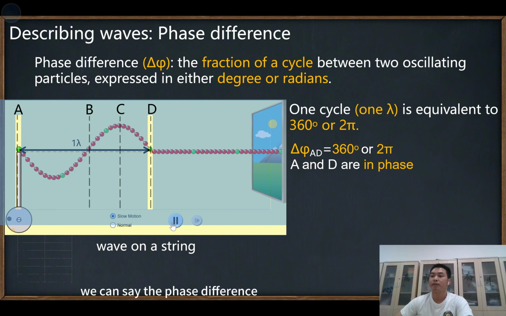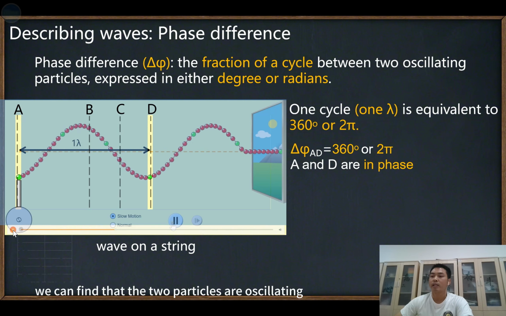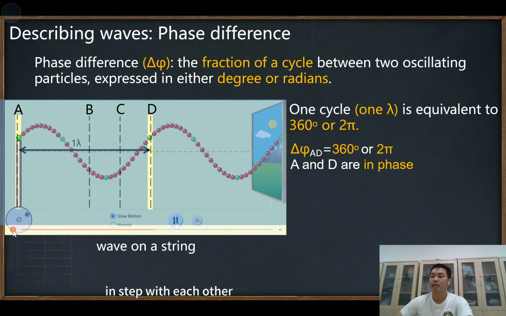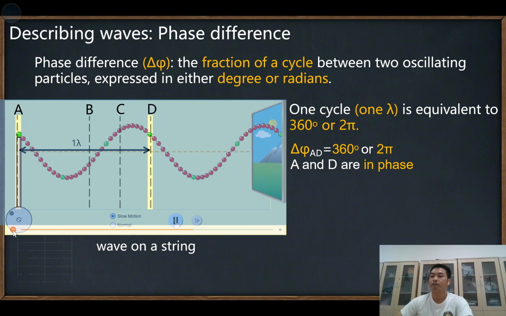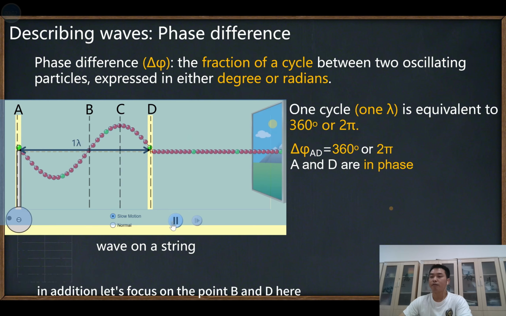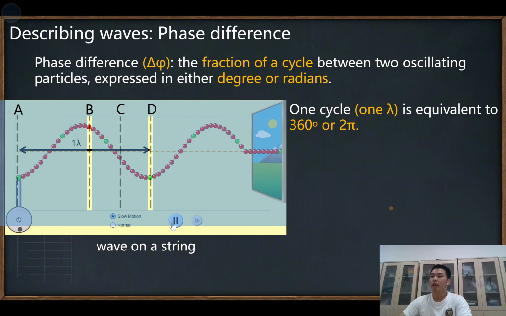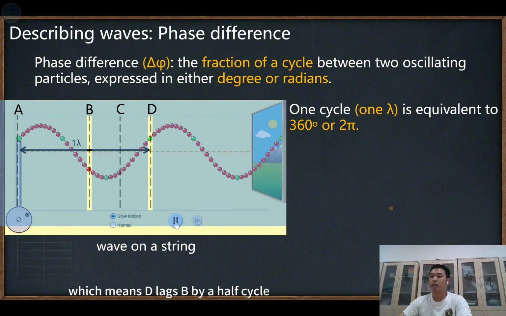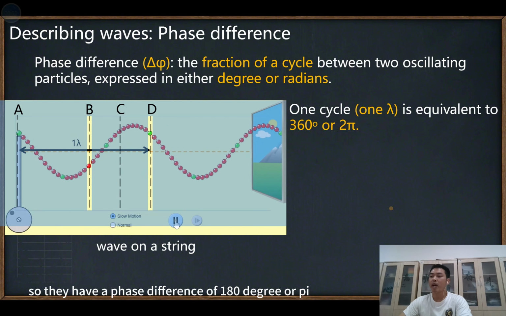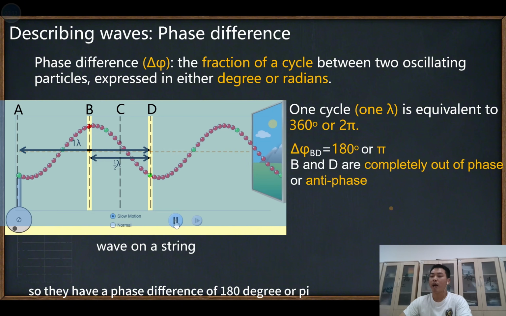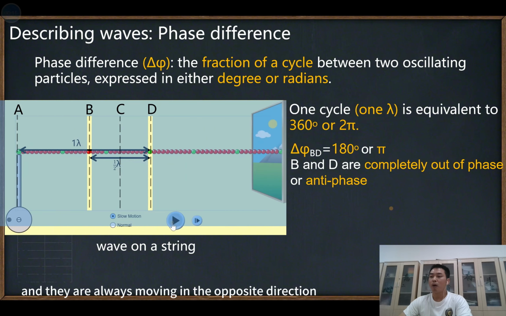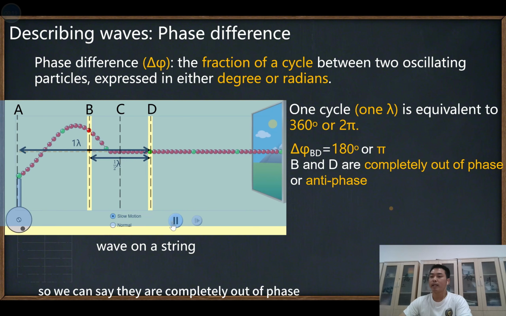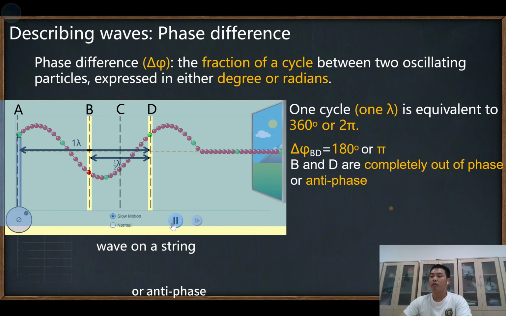We can say the phase difference between A and D is 360 degrees or 2 pi. And if we focus on the subsequent motion of A and D, we can find that the two particles are oscillating in step with each other, so we can say they are in phase. In addition, let's focus on the points B and D here. They are half a wavelength apart, which means D lags B by a half cycle, so they have a phase difference of 180 degrees or pi. And they are always moving in the opposite direction at the same time, so we can say they are completely out of phase or antiphase.